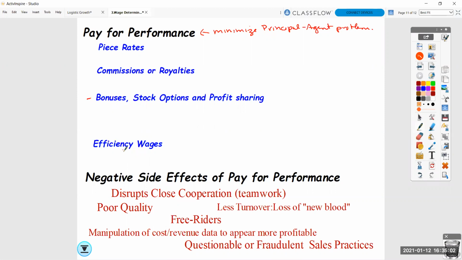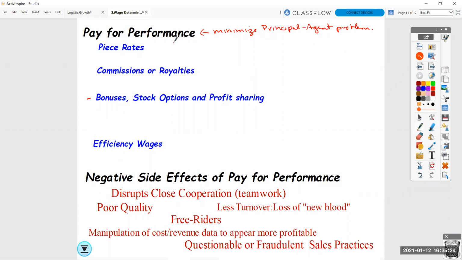Efficiency wages is the 4th area, and that is where the firm would pay higher or above the market equilibrium wage rates, with the idea that if they're paid higher, they feel more valued and they'll be more productive. Now, each of these pay for performances have a negative side effect.